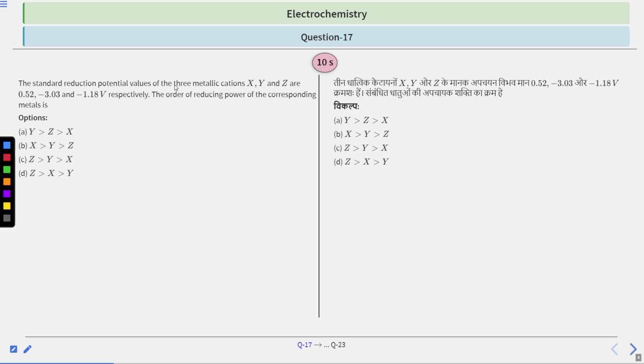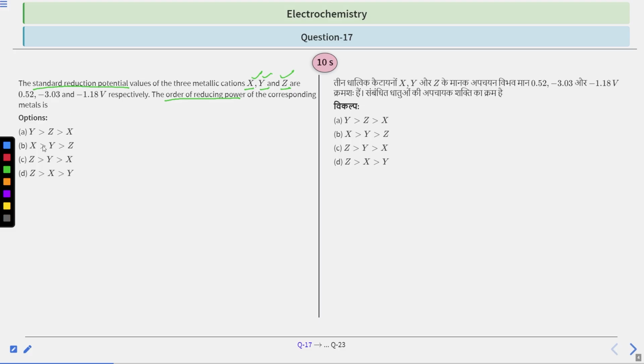Standard reduction potential values of three metallic cations X, Y, and Z are 0.52, minus 3.03, and minus 1.18 volt respectively. The order of reducing power of the corresponding metals is. We have been given the standard reduction potential values for the X, Y, and Z cations, and we are asked the order of reducing power of the corresponding metals. So we have to tell the order, increasing or decreasing.